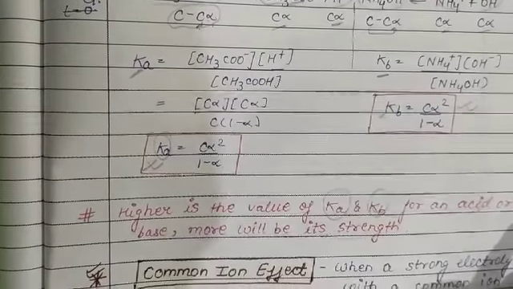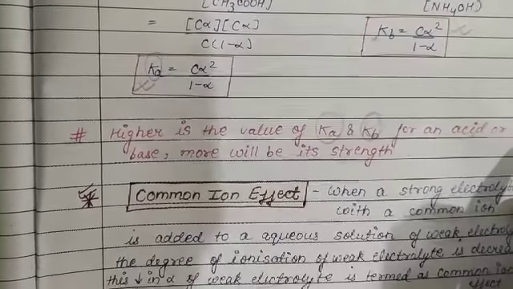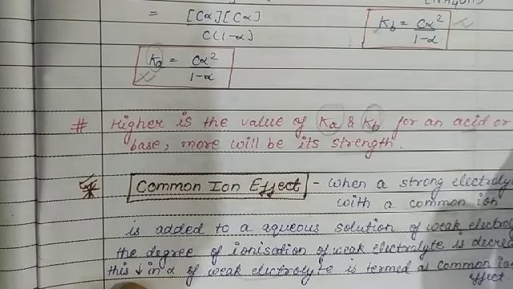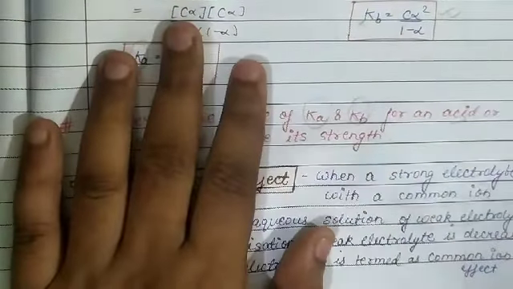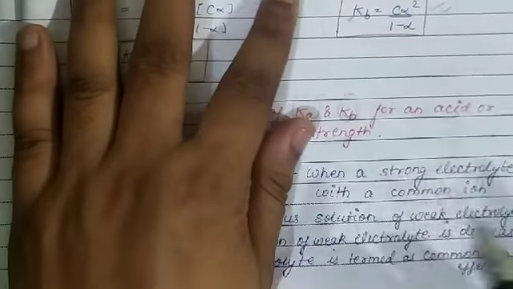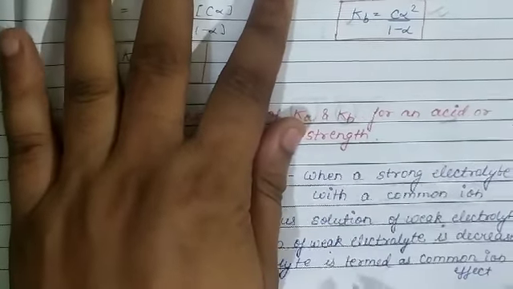Now we will see the next topic, that is the common ion effect. What is the common ion effect? See, the common ion effect is basically when a strong electrolyte with a common ion.